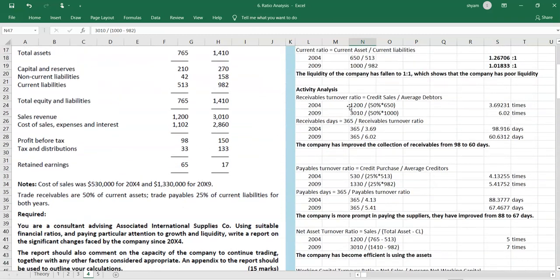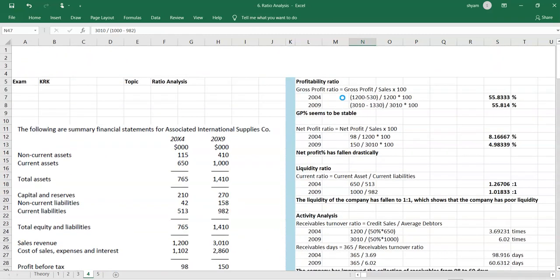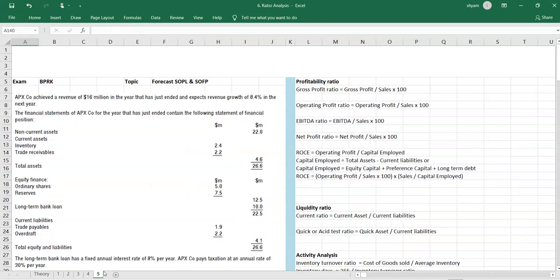We will move on to the next case. So we'll start from this case here. This case is about forecasting the SOPL and SOFP.